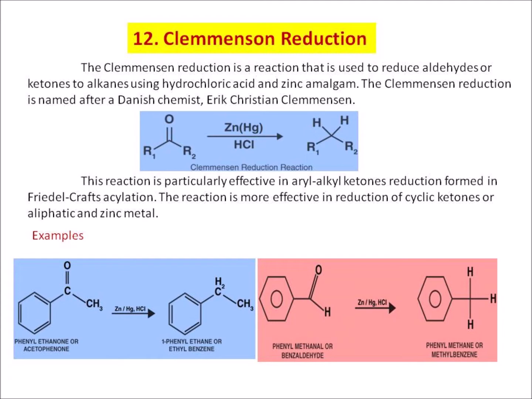It is a reaction that is used to reduce aldehydes or ketones to alkanes using hydrochloric acid and zinc amalgam. This reaction is particularly effective in reduction of aryl alkyl ketones formed in Friedel-Crafts acylation, that we can discuss later. The reaction is more effective in reduction of cyclic ketones or aliphatic ketones and zinc metal. See, the equations are given here.